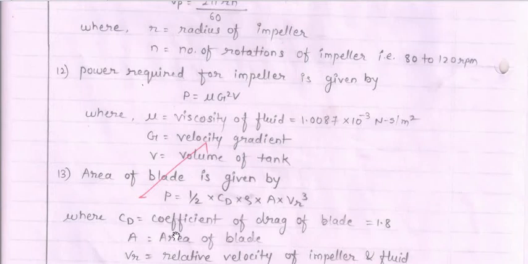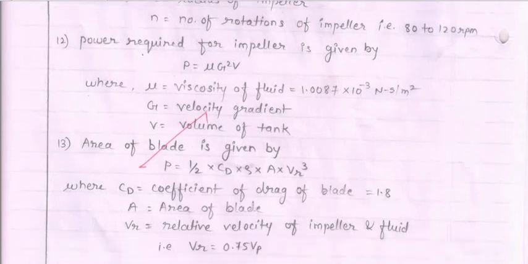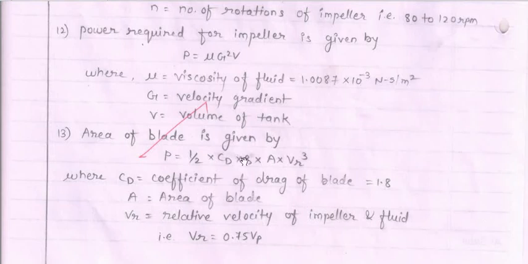Here CD is the coefficient of drag of the blade, which is 1.8. A is the area of blade, and rho is just the density of water. VR is the relative velocity of the impeller and fluid, which is given as 75% of the Vp, that is 0.75 into Vp.